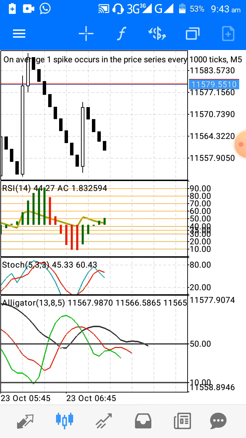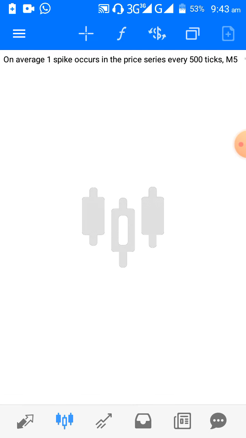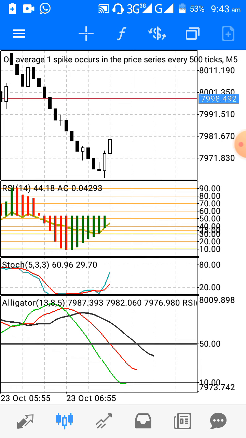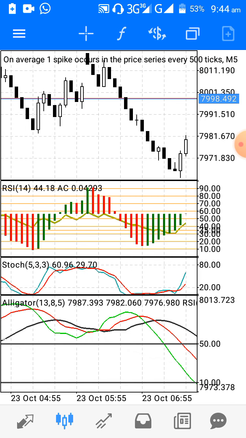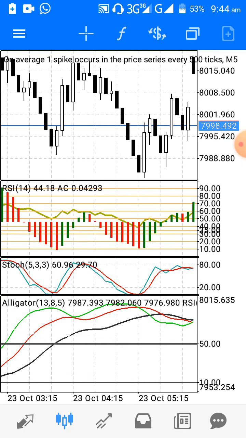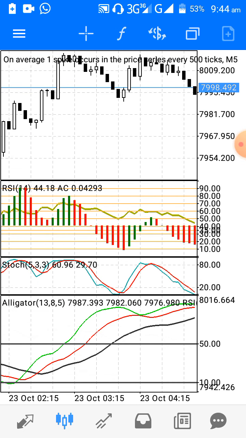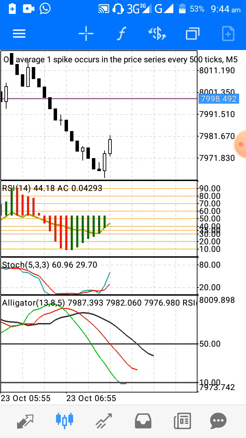So let's check Boom 500 and see. Of course you can see on Boom 500 too, the market is on uptrend, just like Boom 1000 is on uptrend. And of course you can see the red candles there. Okay, so I'll be showing you guys other indicators that you can use to support this particular indicator, so that it can help you to trade very successfully.